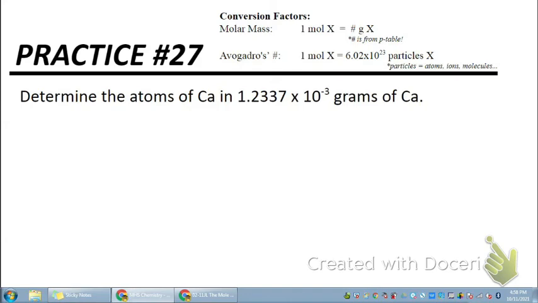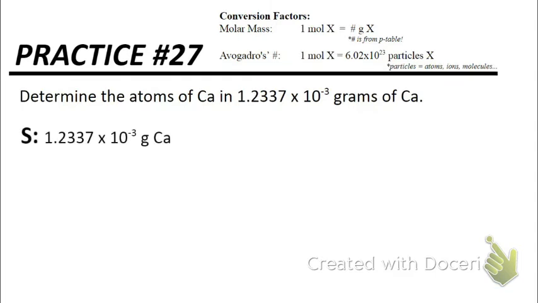So let's get started. It says determine the number of atoms of calcium in 1.2337 times 10 to the negative third grams of calcium. So we're starting with 1.2337 times 10 to the negative third grams of calcium, and it's asking us to figure out how many atoms of calcium there are.